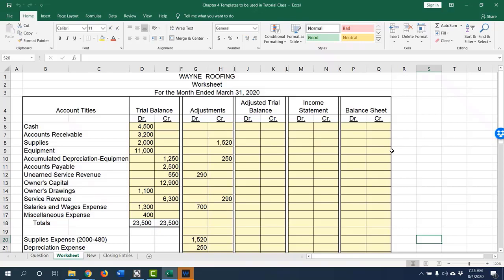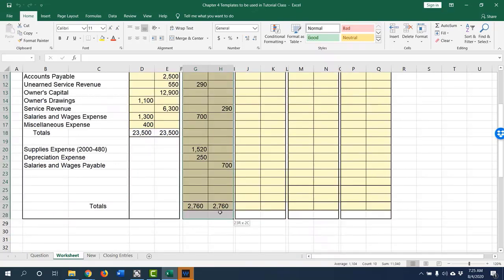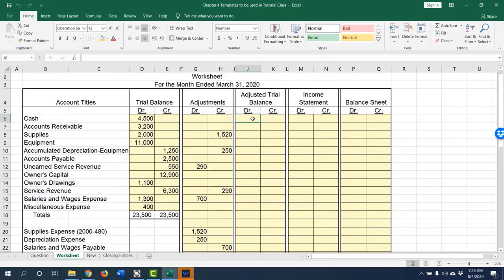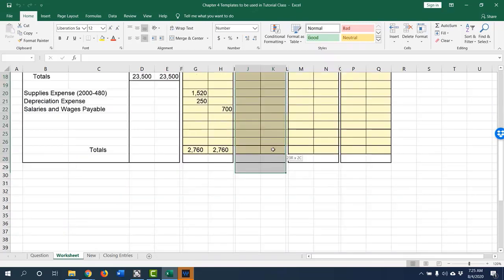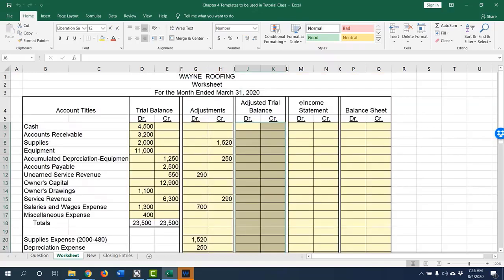In the previous video, we ended our discussion after completing these two columns of our worksheet. So in this video, as I have already mentioned to you, I will try to complete the next two columns of the worksheet. And this column is known as adjusted trial balance.